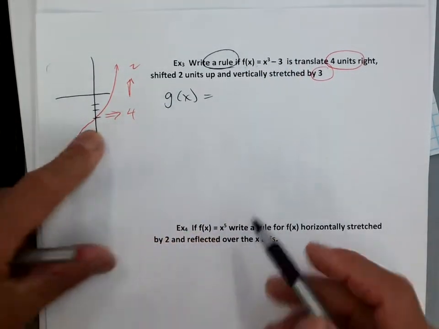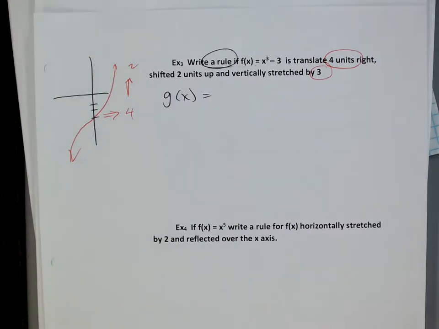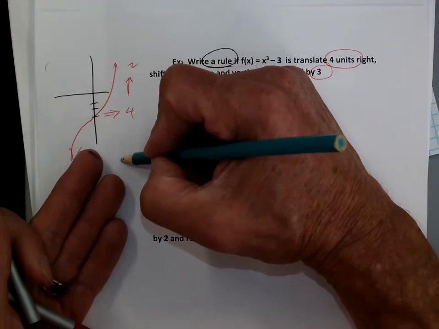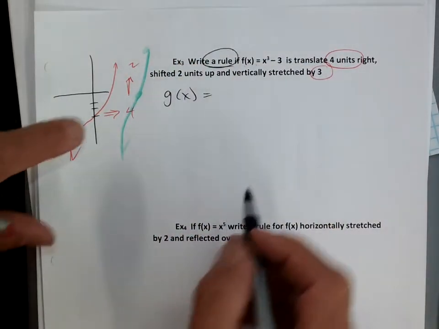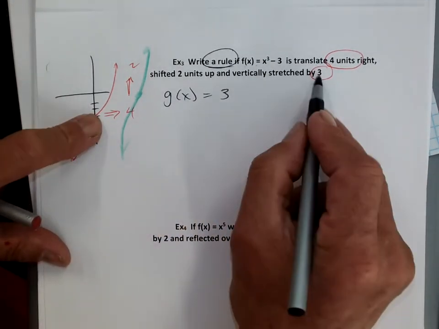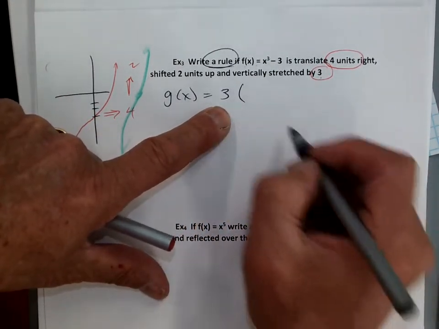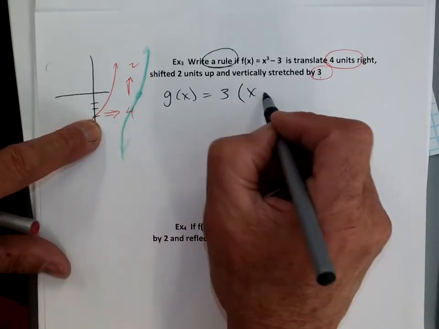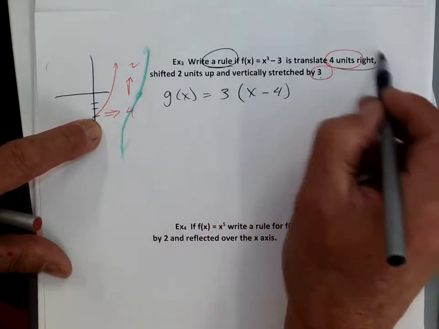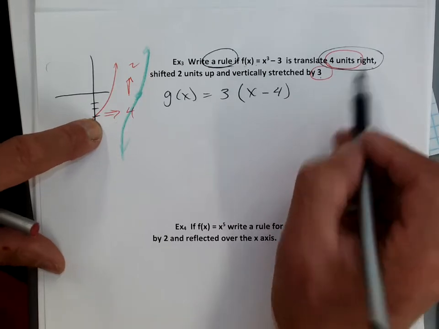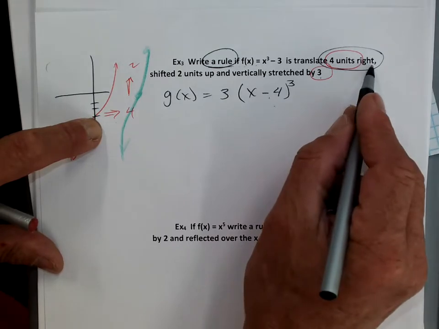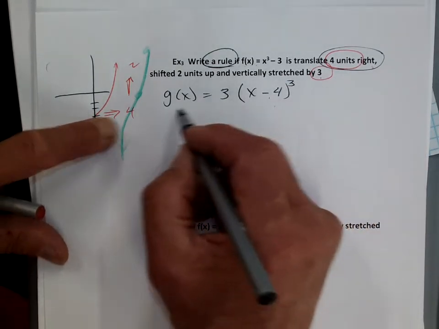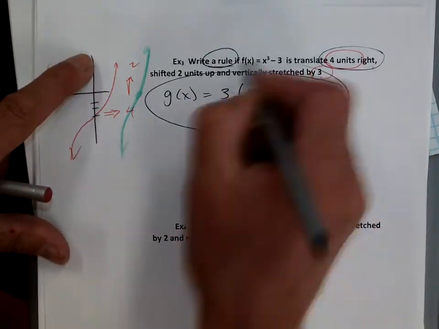Okay. So the one that I want to take and move like this, let me get a different color, is going to be 3, because there's my stretch, parentheses, x, you ready? Minus 4, because I did it to the right, and it's inside. If it's inside, we take the opposite, but it's inside to the right 4, and then we're going to go up 2. That's our new equation.